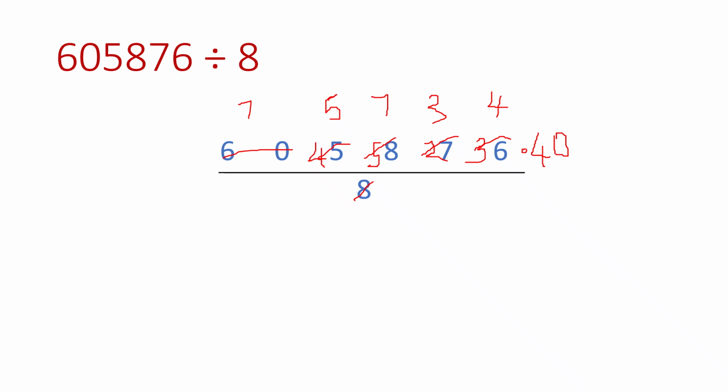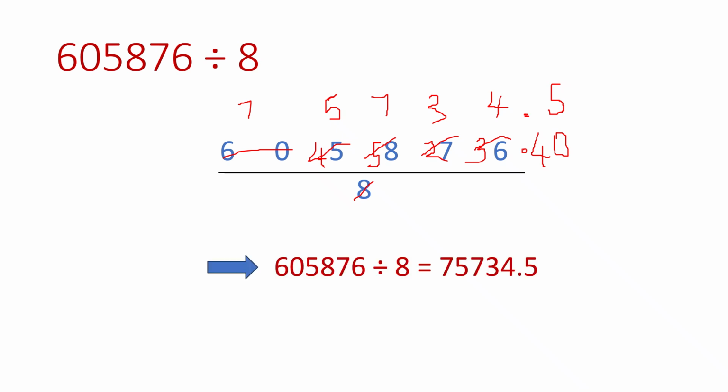As I'm going for decimal value, I have to put the decimal point in the quotient also. I'll put this decimal point in the quotient. So 40 is divisible by 8, 5 times. Okay, so my answer of 605876 divided by 8 gives me 75,734.5.